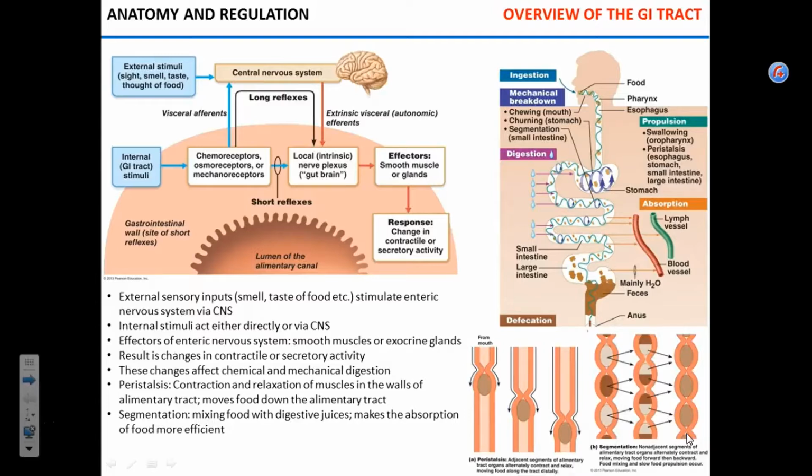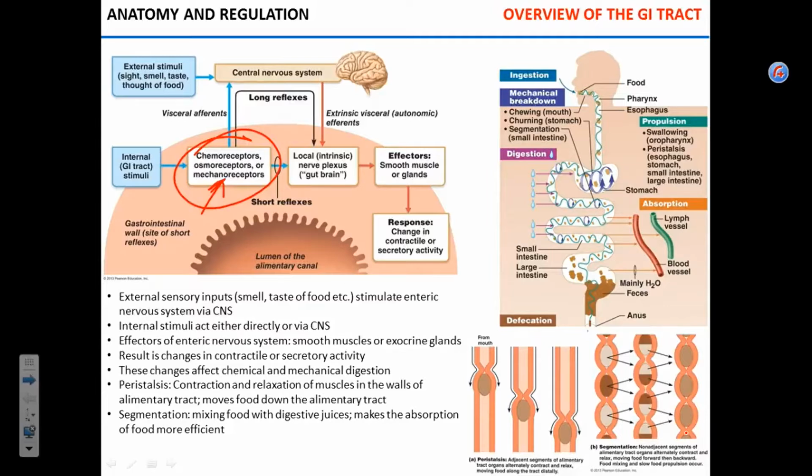many others. So the stimuli for the digestive system would be the food itself, such as highlighted here, osmoreceptors or chemoreceptors, which means chemicals in the food are going to be sensed by the cells in the digestive tract. Osmoreceptors mean salt, and mechanoreceptors mean stretch. Does that make sense?